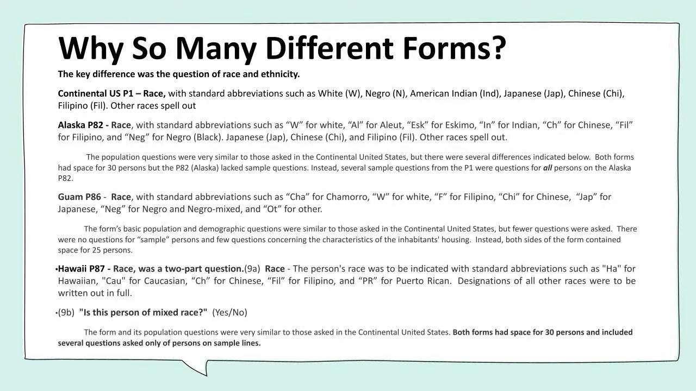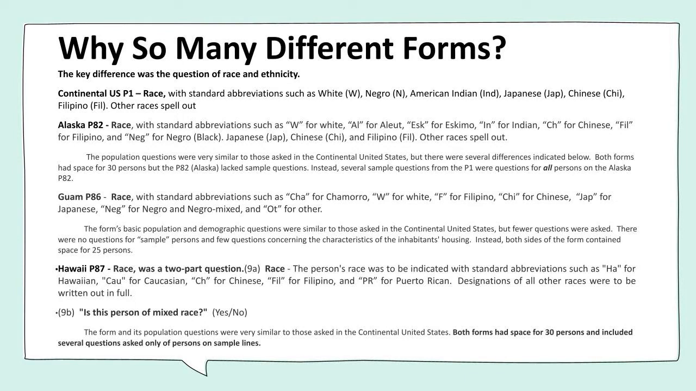Now, the form's basic population and demographic questions were similar to those asked in the 48 contiguous states, but fewer questions were asked. There were no sample questions for people, and few questions concerning the characteristics of the inhabitants' housing, that backside form. Instead, both sides of the form contain spaces for 25 people. So again, very, very limited additional questions.